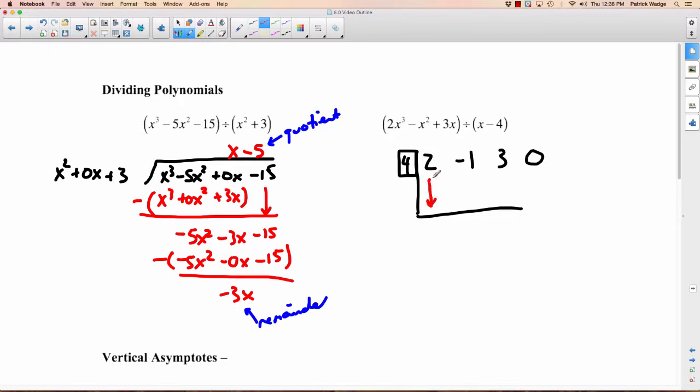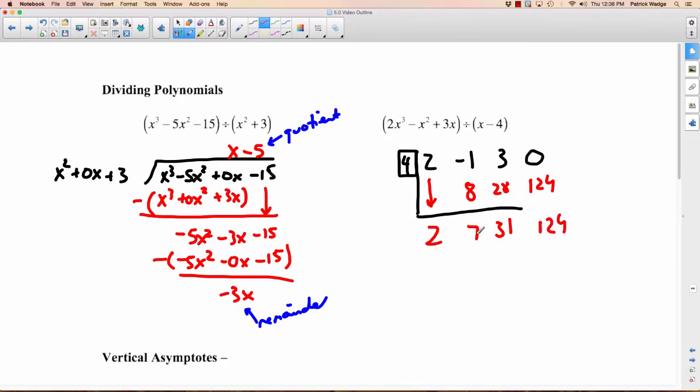You drag down the first number, so I write it here, and I multiply. 4 times 2 is 8. Then I add, and it's kind of weird that you're adding instead of subtracting this time, but I add, which gives me 7, and I multiply, which is 28. And I add, which is 31, and I multiply, which is 124. My goodness. And I add, and I get 124.